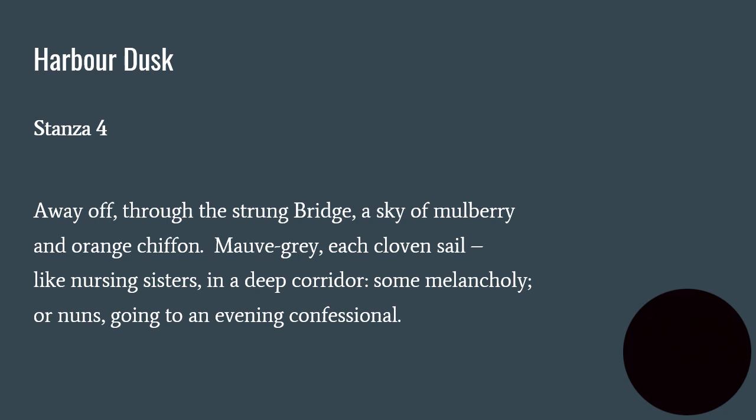But could we argue that the poem is limiting to an audience that only knows and can make links between the images here and their own experiences in and around the Harbour Bridge? Or is Gray kind of allowing for the experience to be shared more universally with that capitalization of just the bridge and not mentioning the Harbour Bridge, the Sydney Harbour Bridge? A sky of mulberry and orange chiffon.